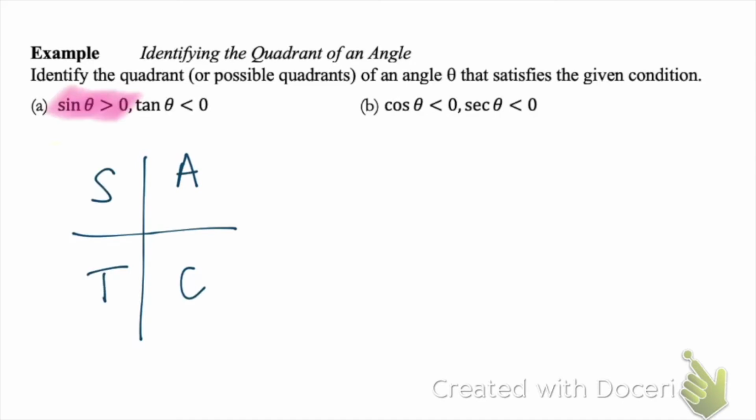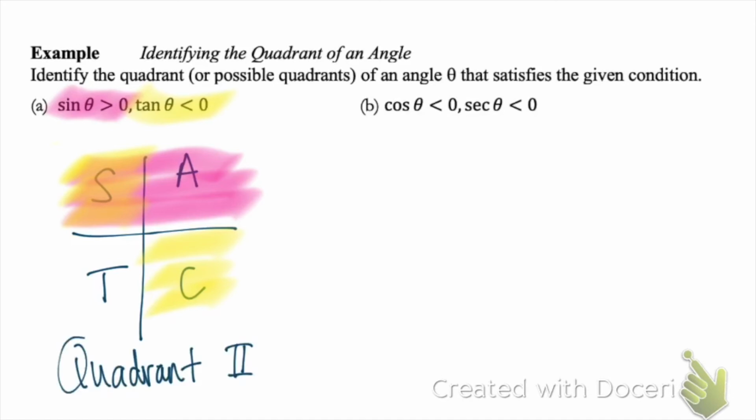Now let's look at where sine is positive. It would be positive in the all quadrant, because all of the functions are positive, and in the sine quadrant. So we have positive sine up here. Next, we need to look at where tangent is negative. Well, it's not negative where we have our t, and it's not negative where all of the functions are positive, so we've got these two quadrants here. The one quadrant that satisfies both the pink and the yellow situations would be quadrant 2.